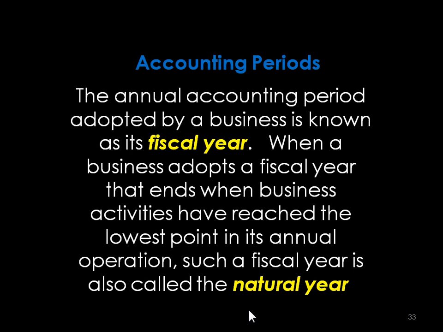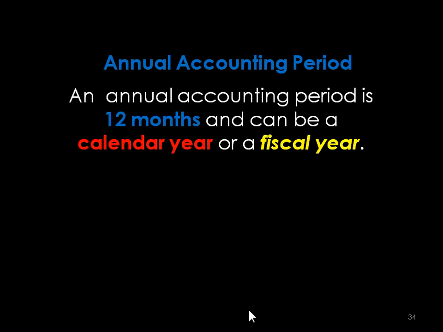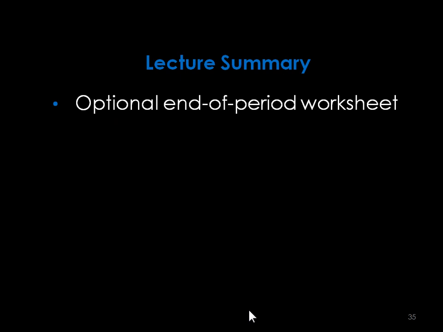If it follows your operational points, it's called a natural year. So some agricultural businesses want their ebbs and flows in their fiscal year, and it's a natural year. It's just another way to think of it. Just to point it out again, an annual accounting period is 12 months, and it can be a calendar year or a fiscal year, and a business decides that, and they state why they decide that up in the beginning when they establish their business.